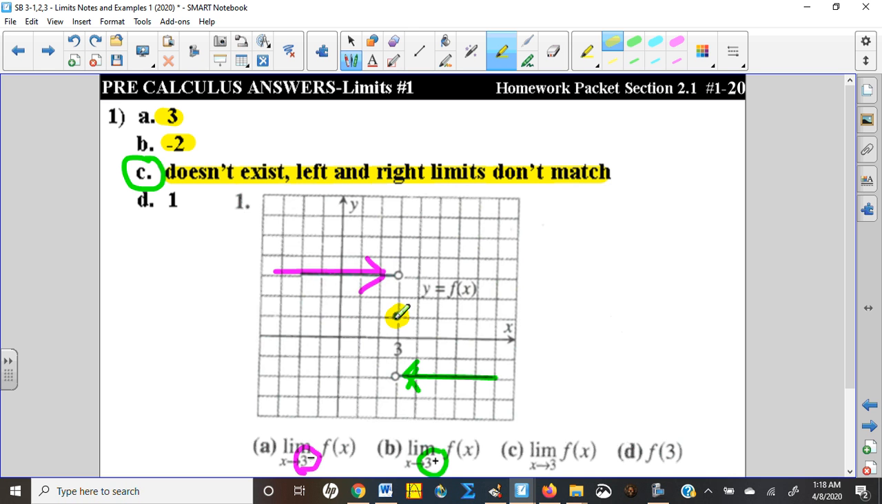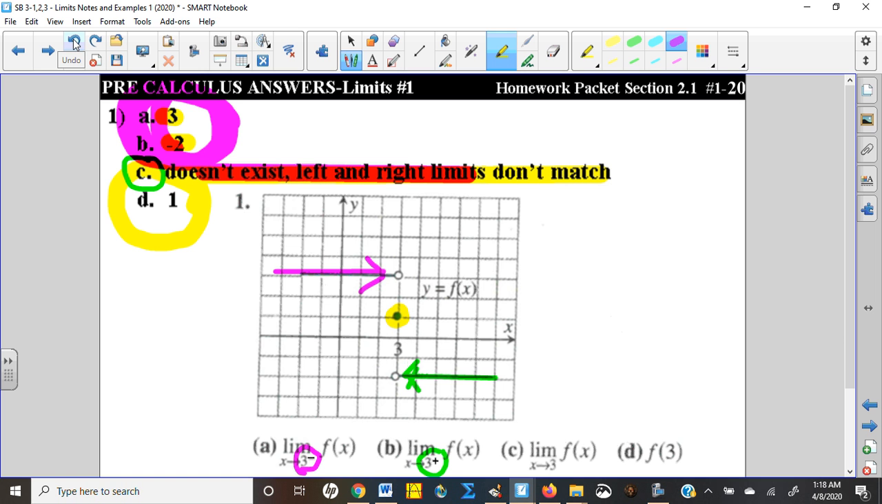Now, what is f of 3? That's not equal to either one of those. The way that this function is defined, f of 3 has a height of 1. That doesn't really matter as far as limits are concerned, but we'll find out that it does matter as far as something else is concerned. But these two things matter immensely. These have to agree for this to exist.